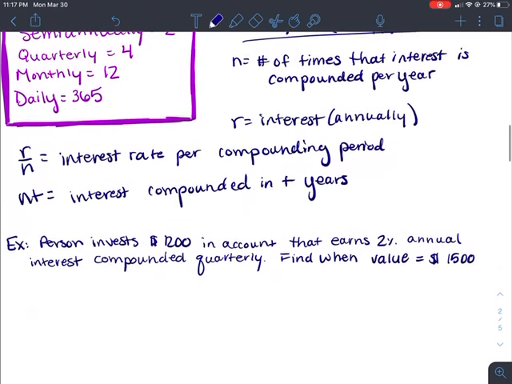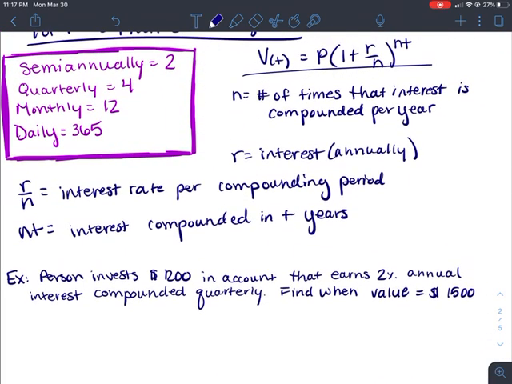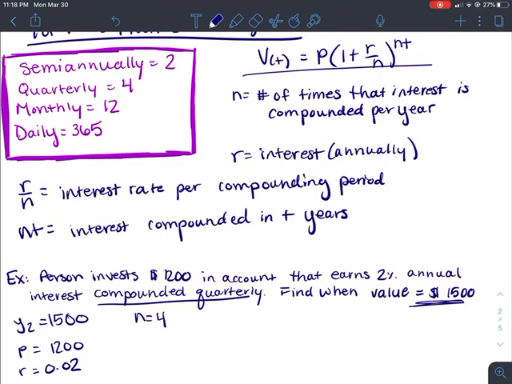Okay? So we're going to use this equation right here and the values that we just learned to complete these examples. We'll keep this where we can see it. A person invests $1,200 in an account that earns 2% annual interest compounded quarterly. Find when the value equals $1,500. This is still our y2 value, so I'm going to list that immediately. y2 equals $1,500. My p is 1,200 since that's what I initially began with, and my r is 0.02. It says compounded quarterly, so that means n equals 4, because that's what I just saw up here in my box.